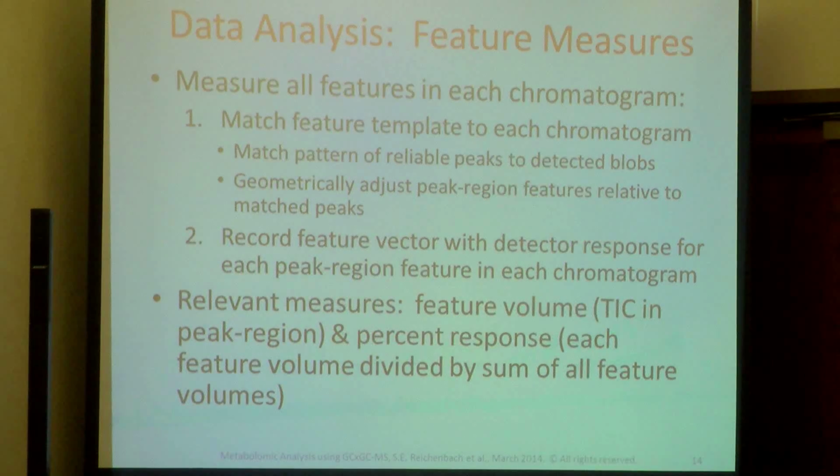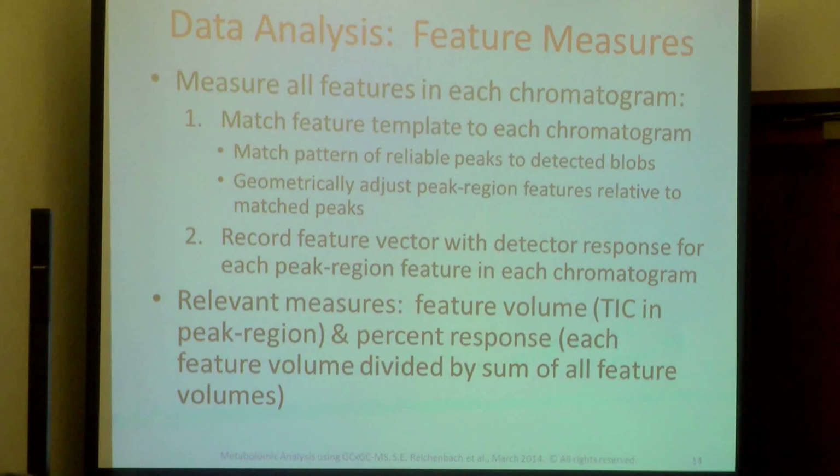So that process is summarized here. We match the feature template to each chromatogram by matching the reliable peaks to the detected blobs in each of the chromatograms, and then we geometrically adjust these peak region features relative to the matched peaks so that the same relative position is maintained by all of these 2,000 some windows that we are going to characterize for each chromatogram. Then we record a feature vector with the detector response for each peak region feature in each chromatogram.